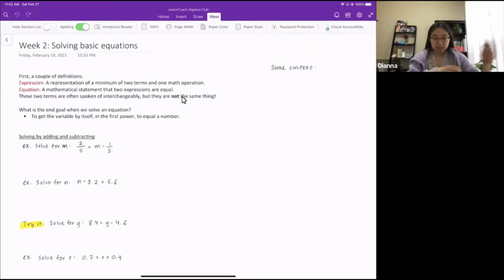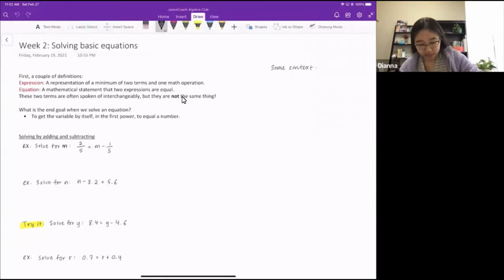Okay. So I'll first explain these definitions. An expression is a representation of a minimum of two terms and one math operation. And an equation is basically where you have an equal sign that is connecting expressions in some way. So I will write some examples.